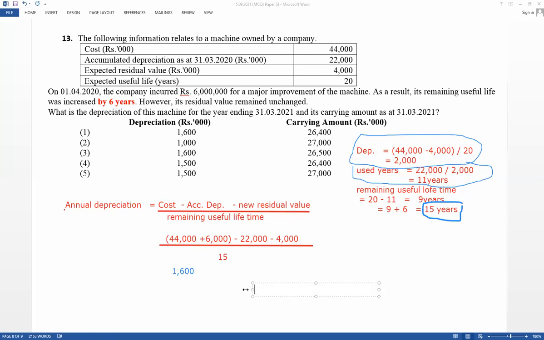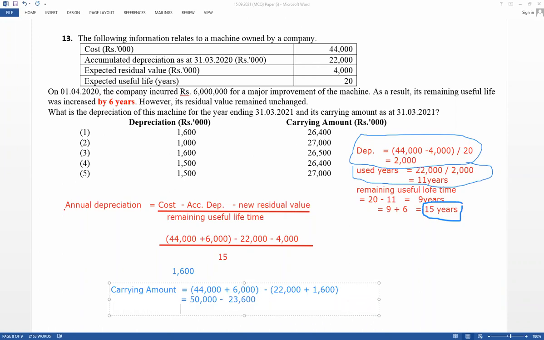Try to calculate the carrying amount. Carrying amount equals cost minus accumulated depreciation. Cost value is now 50,000, 44,000 plus 6,000. This is the cost value, and the closing balance of accumulated depreciation should be deducted. Opening accumulated depreciation is 22,000 and annual depreciation is 1,600. At the end of the year, total cost is 50,000 and accumulated depreciation is 23,600.